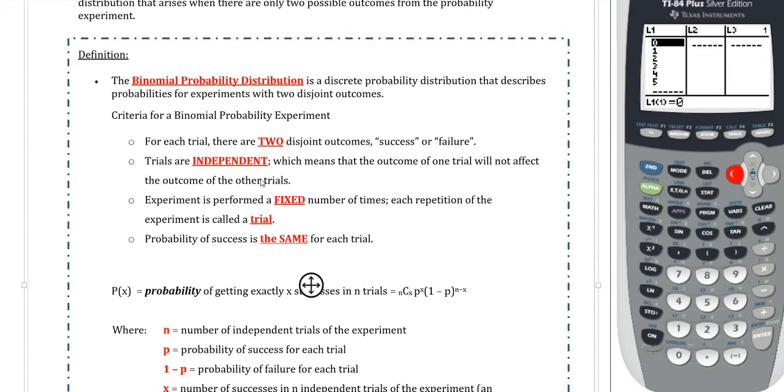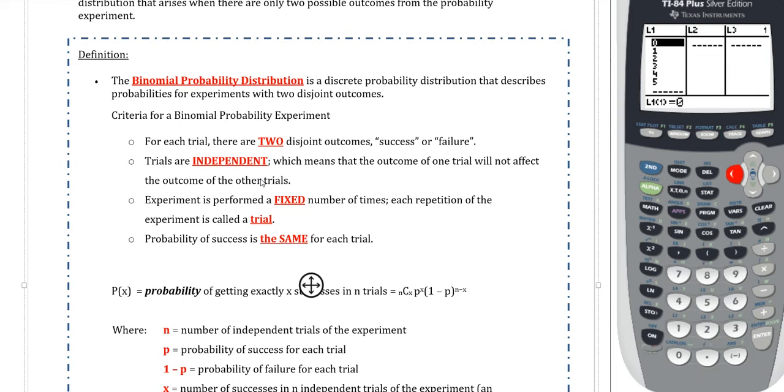Second, trials are independent of one another, which means that the outcome of one trial does not influence another trial. Sometimes this is explicitly stated in examples, sometimes this is something you need to argue or assume. This is one of the harder ones to verify, and sometimes we even let it go and say, hopefully it's independent. For the third one, the experiment is performed a fixed number of times.